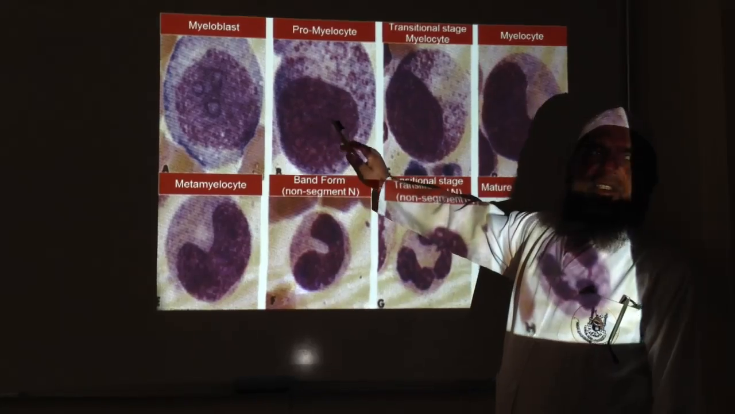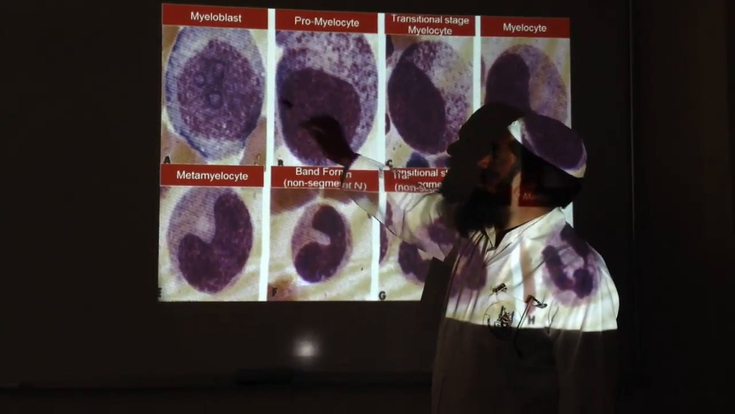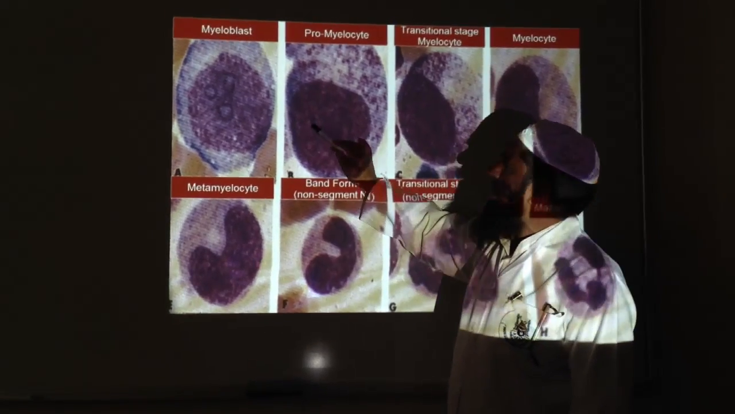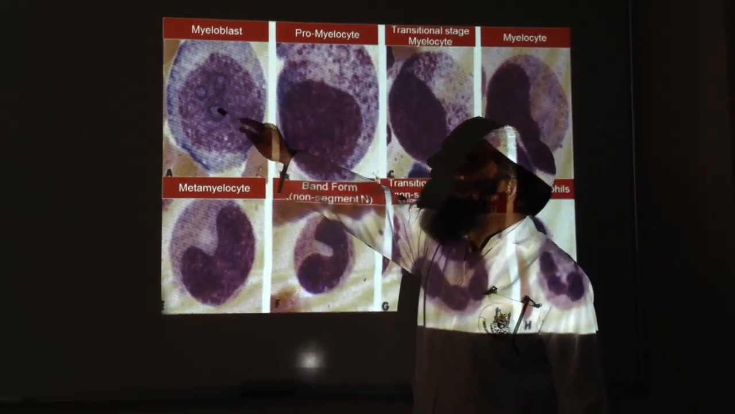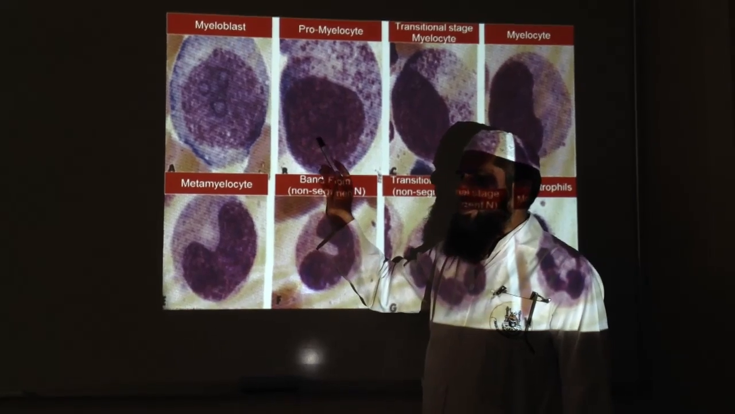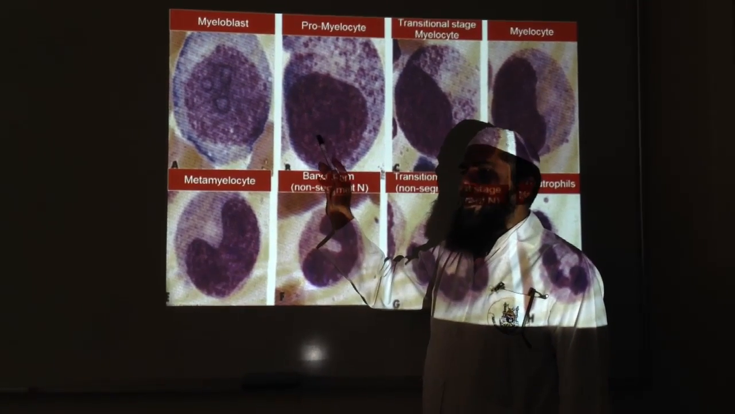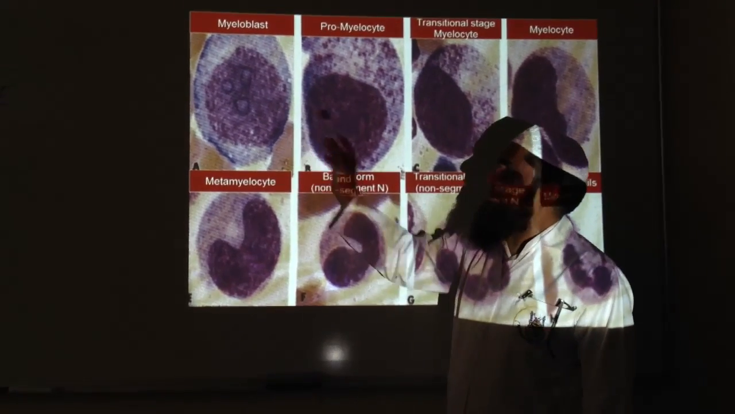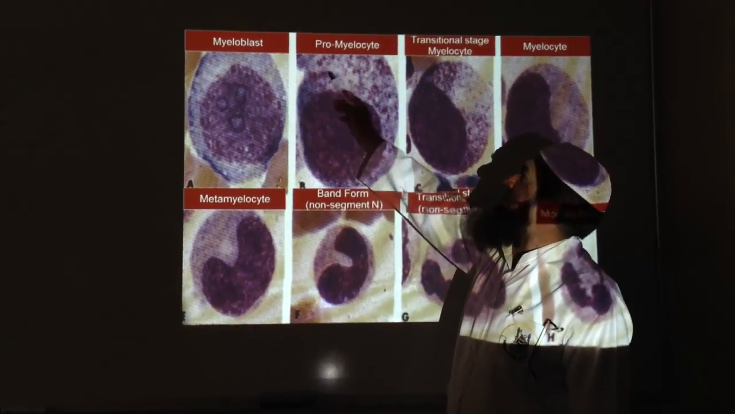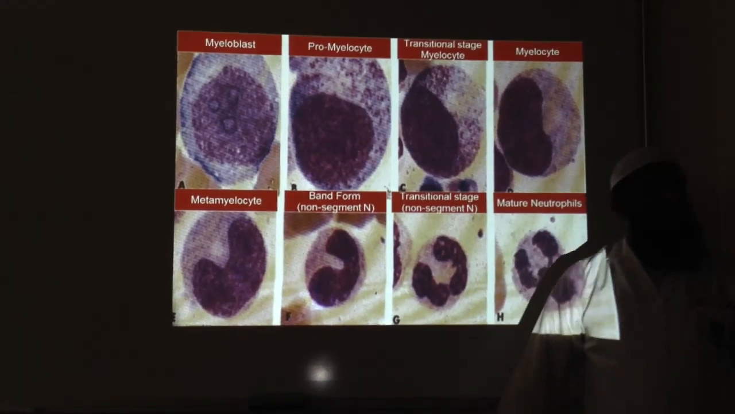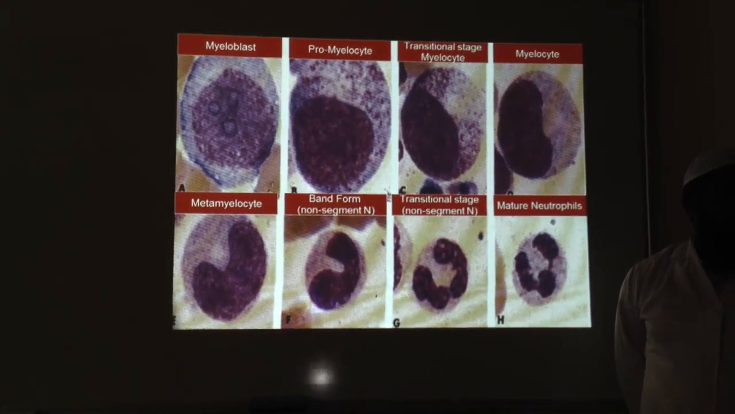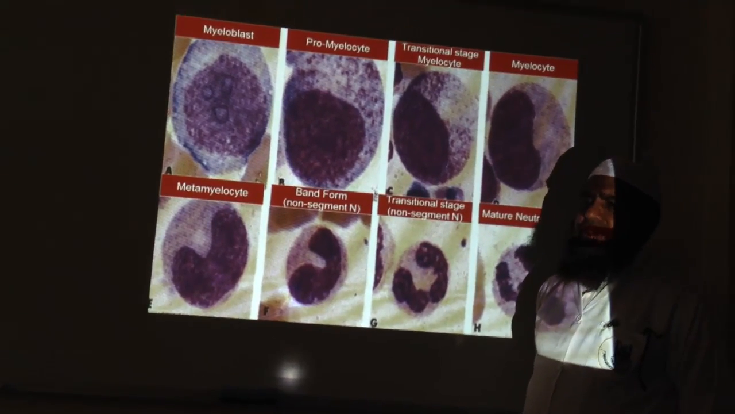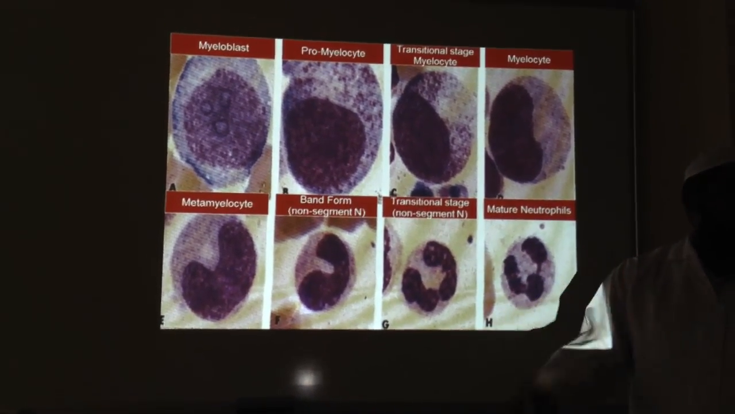See this promyelocyte. It still contains the nucleoli. These are less visible here, but they may be similarly visible in the actual slide. Nucleoli are still visible in the promyelocyte stage. So what is the difference between this and this? The main difference is the granules in the cytoplasm. There are too many granules in the promyelocyte stage. This is a mixture of primary and secondary granules.